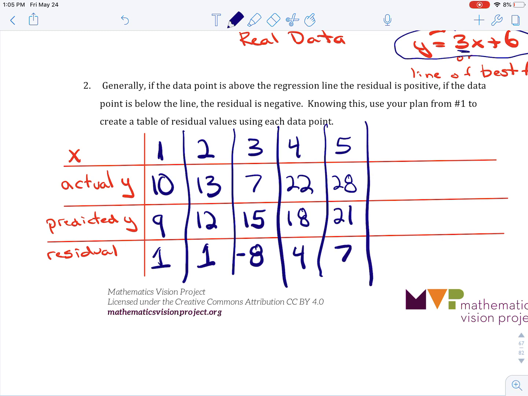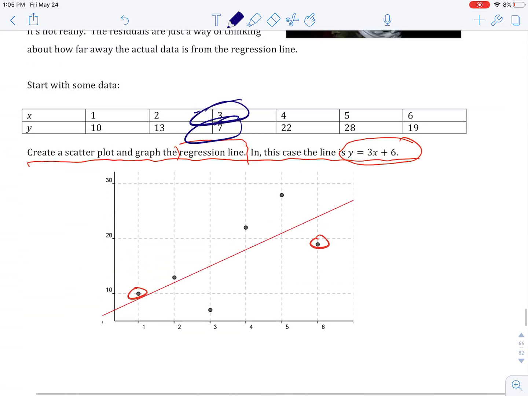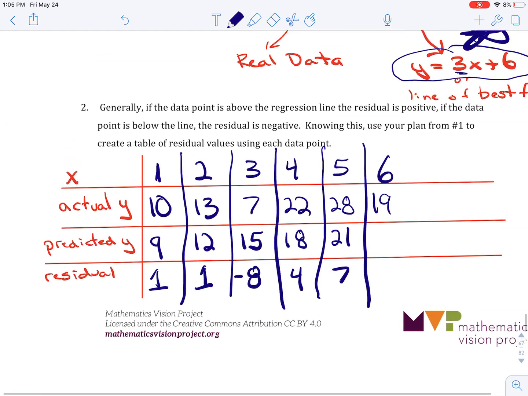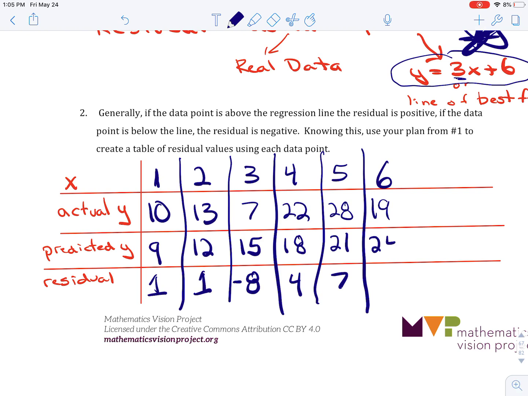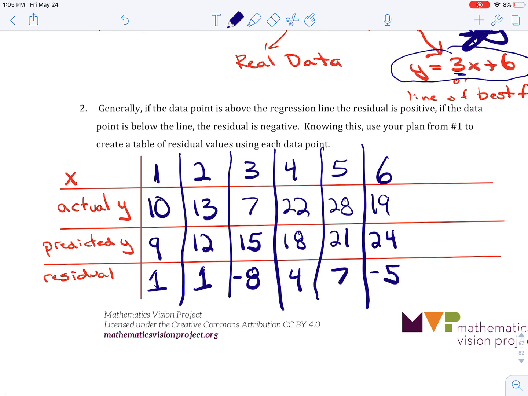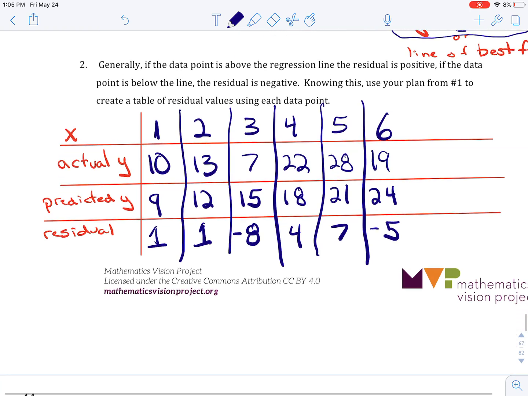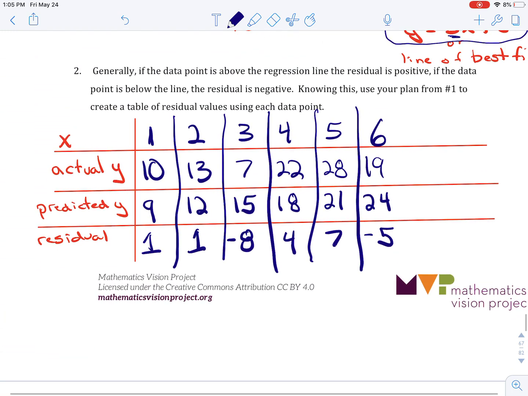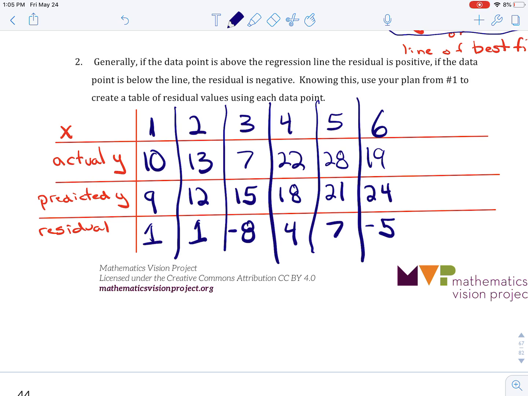It was 7. And then 6, actual is 19. And 3 times 6 plus 6 is 24. And 19 minus 24 is negative 5. Here's our answer to number 2. Now, it was my experience last year that everyone understood that, and it's on the test. But on the test, this is the question that they forgot how to do, okay?